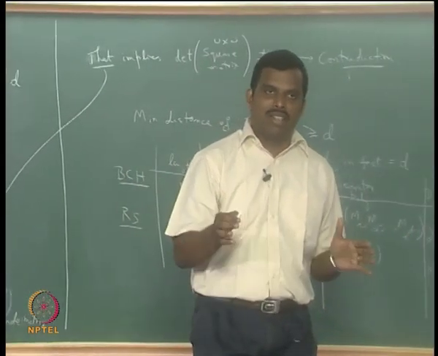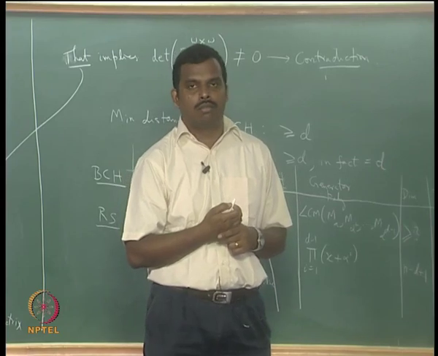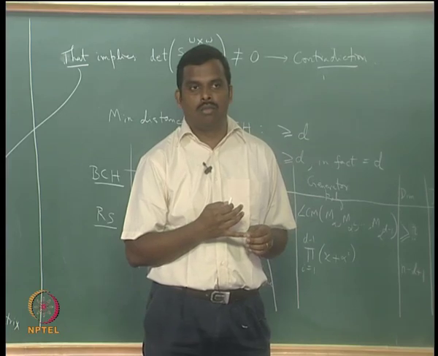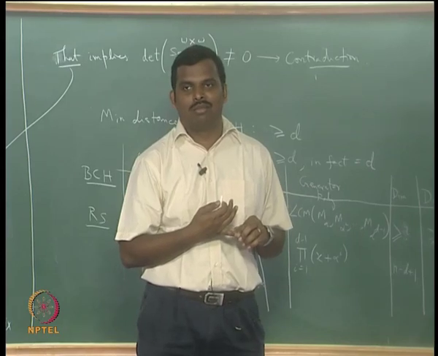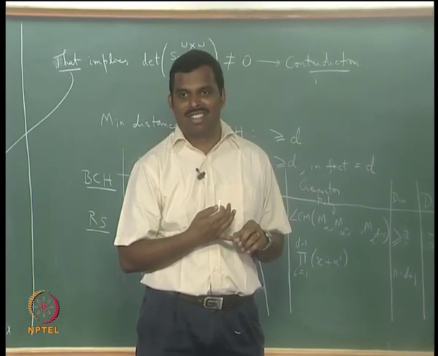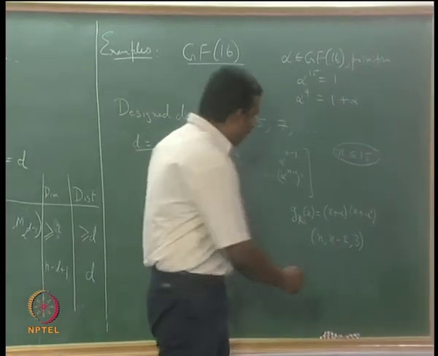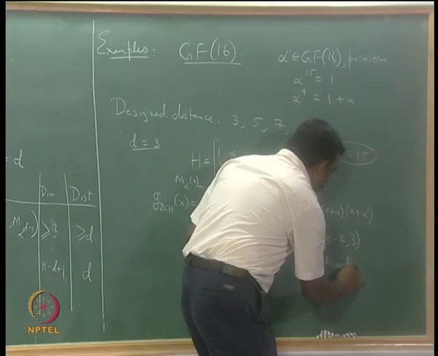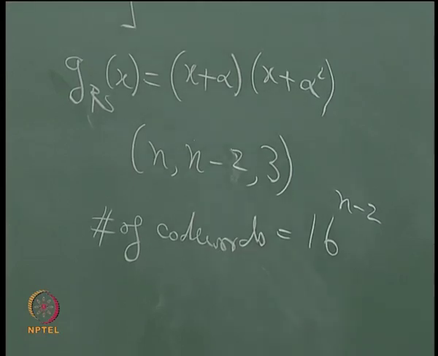Now I am going to ask a very difficult question. How many code words are there in this Reed-Solomon code? 16 power n minus 2. Do you agree? Okay, is that okay? How many code words is it? Does it make sense? 16 power n minus 2.